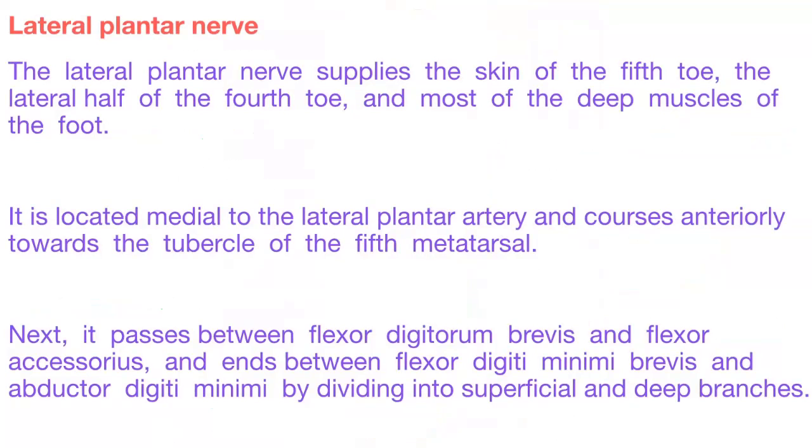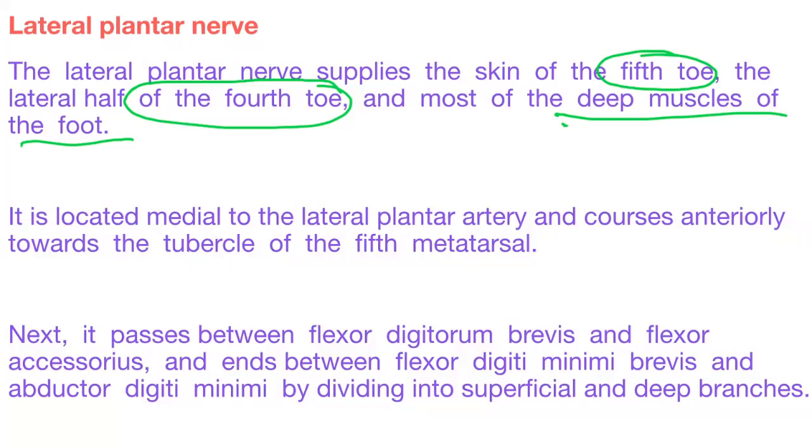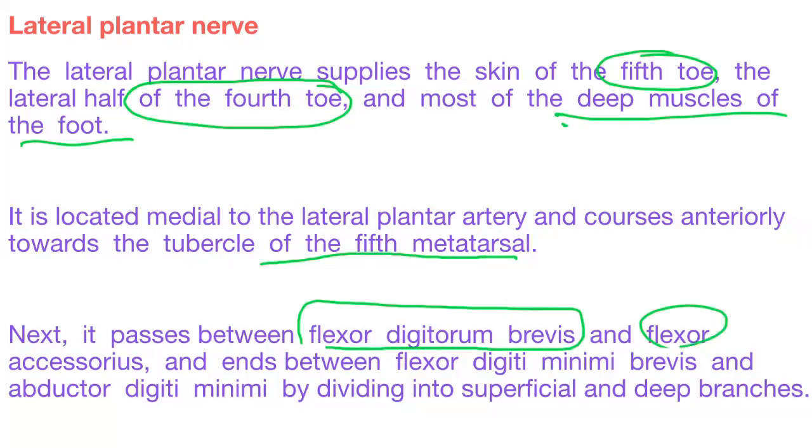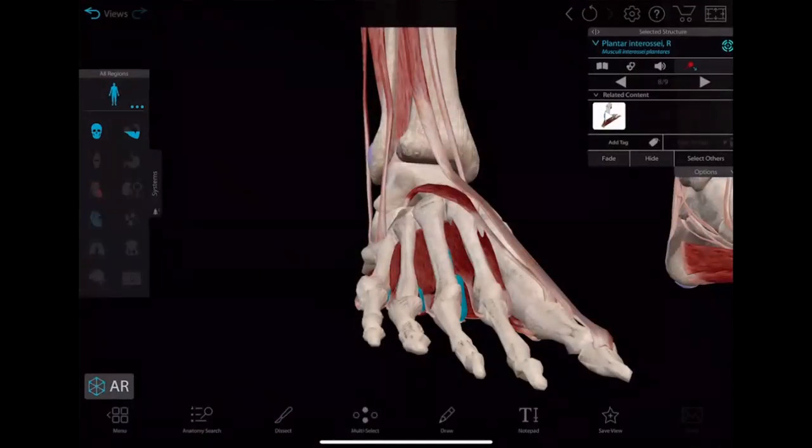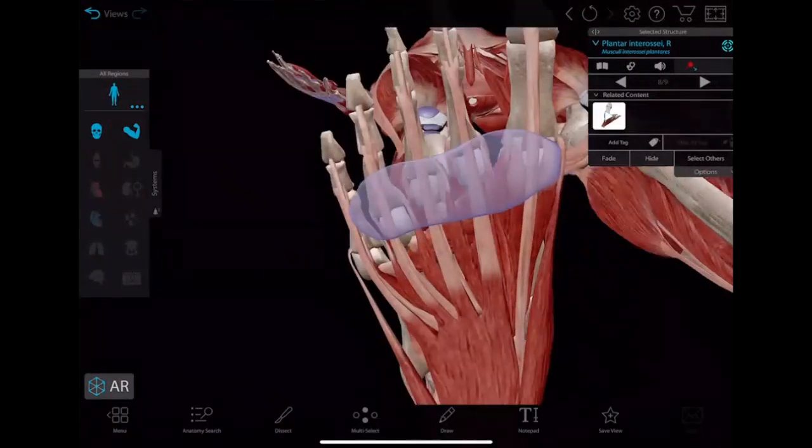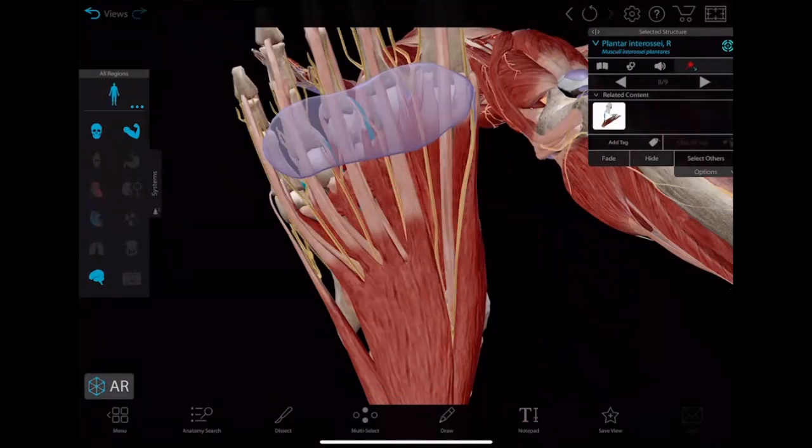The lateral plantar nerve supplies the skin of the fifth toe and the lateral half of the fourth toe, right? And most of the deep muscles of the foot. It is located medial to the lateral plantar artery and courses anteriorly toward the tubercle of the fifth metatarsal. It passes between flexor digitorum brevis and flexor accessorius, between these muscles, flexor digitorum brevis and flexor accessorius, right?